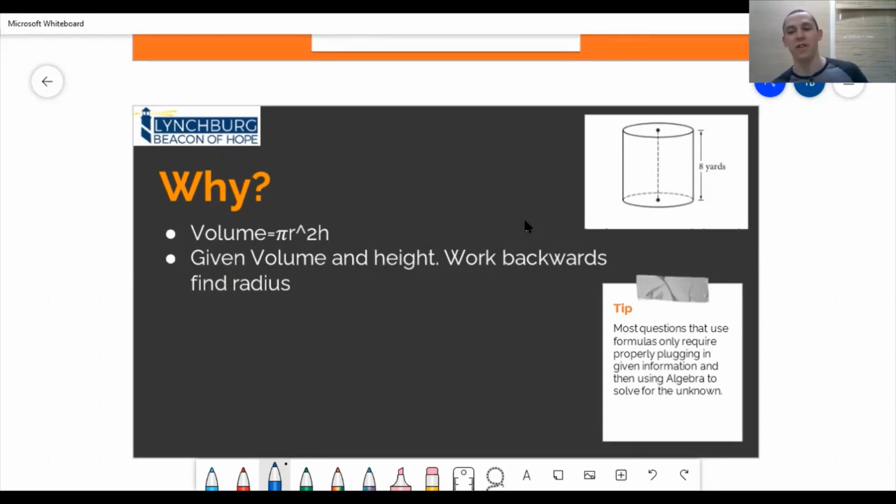And you'll find most questions that use formulas just ask you to plug in whatever information the question gives to find one piece of information that they won't give you in the question. And they're really more algebra questions than they are geometry or trigonometry questions, but they're still classified under the section because this is a problem that you would typically do in geometry. So that's where all that comes from.